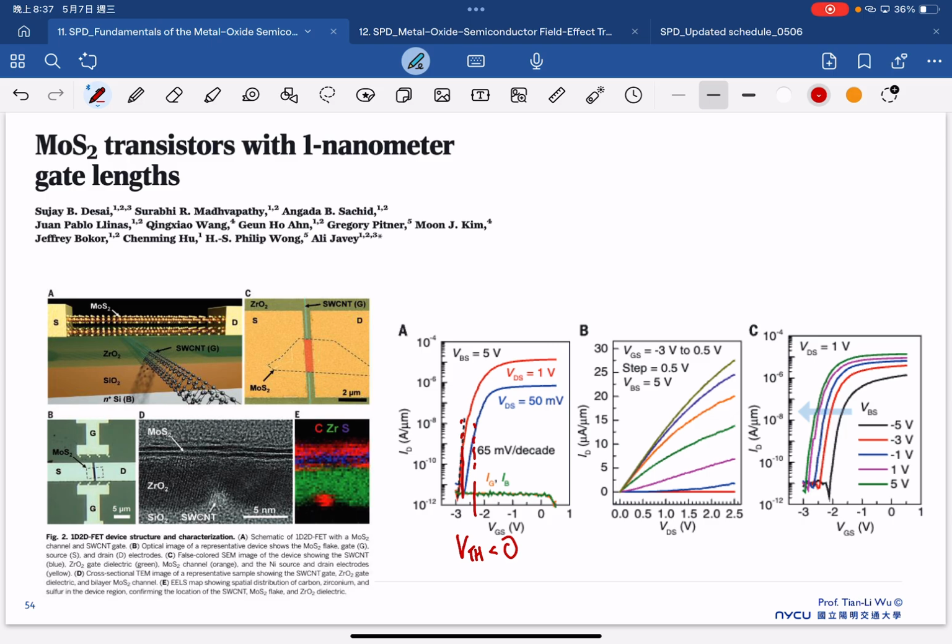And then this is their schematic here. This is the place where they have the smaller channel length, LCH, equal to 1 nanometer. And this is the place where they apply the gate electrode, which is VG.